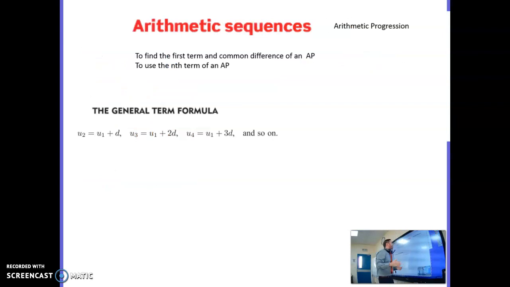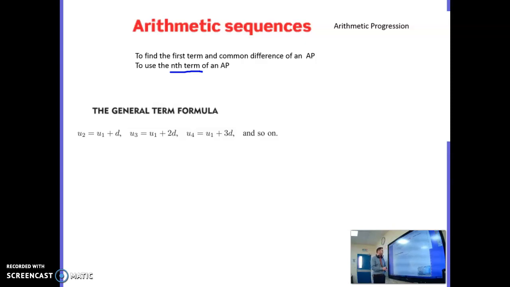What are we going to cover here? Sometimes arithmetic sequences are called arithmetic progressions. If you see that, it's the same thing, don't panic. We're going to use this to find the first term and the common difference of an AP, and to use the nth term of an AP. That's probably the biggest, most important part of this. If you understand that, everything else is just substitution and can be pretty straightforward.